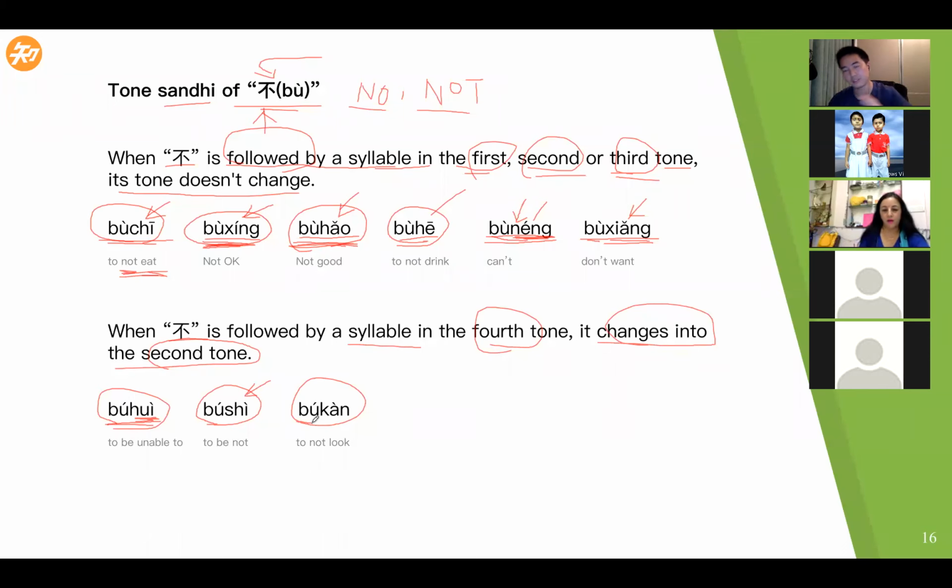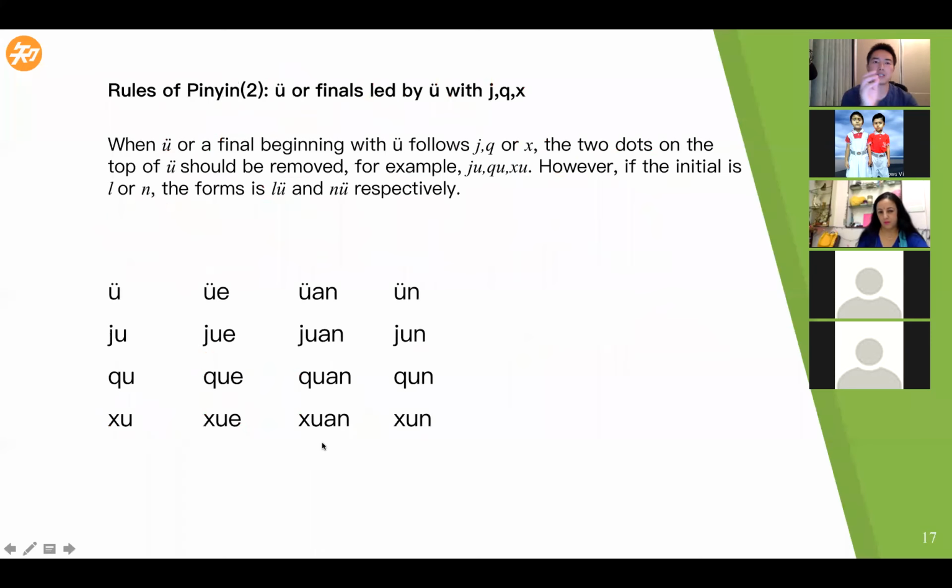不看, 不看. Yes. 不看. Great. Now, 看, yeah, all of you together, read after me. 不会, 不会, 不是, 不是, 不看, 不看. Great. Okay, so this is the sandhi of 不. Yes, it's 不, right? Because the original tone is 不.